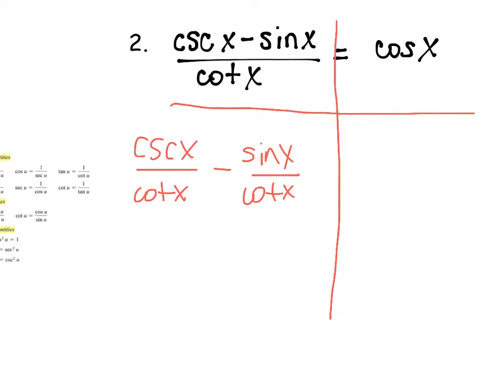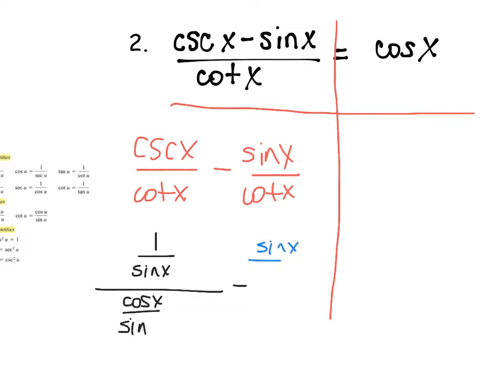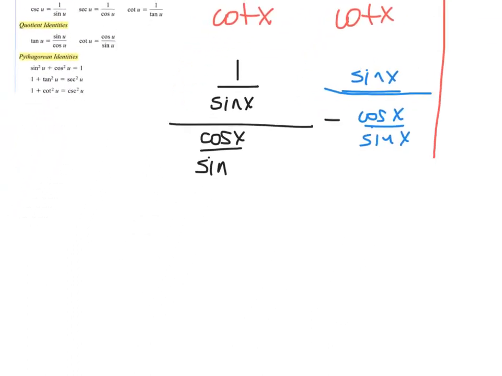Now let's just simplify each fraction. What is cosecant the same as? Okay, so this is 1 over sine of x over, what is cotangent the same as? Cosine x over sine of x. You guys agree with me? Okay. Minus, let's do the other one. Sine x over cosine x over sine x. Everybody okay?